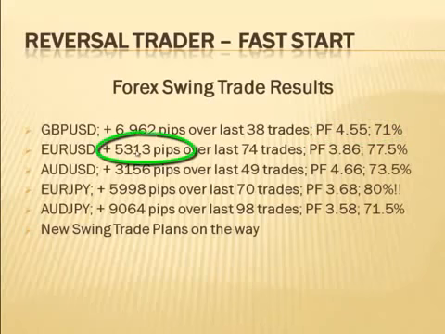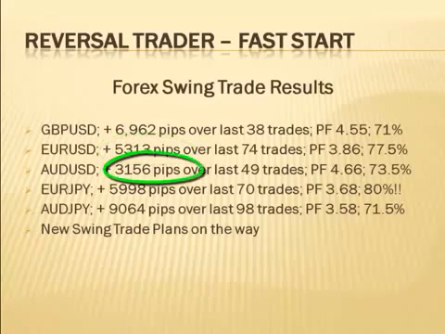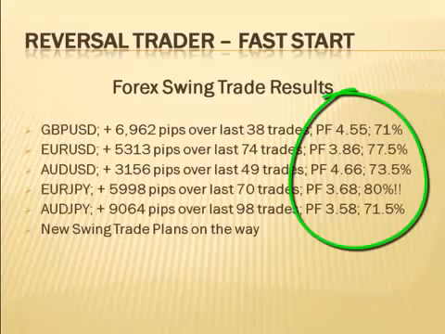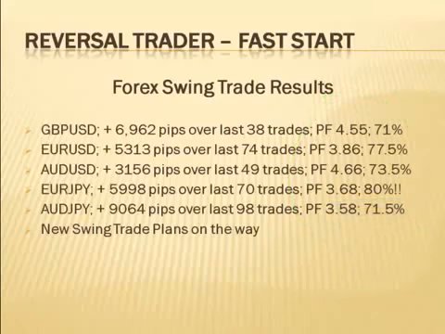The Euro US over 5,300 pips. The Aussie US 3,100 pips. How about the Euro Yen close to 6,000 pips? The Aussie Yen pushing over 9,000 pips. This is using the same approach, the same strategy. Check out the profit factors and the winning percentages. The Euro Yen winning 80% of its trades over the last 70 trades. And new swing trade plans about to be released.